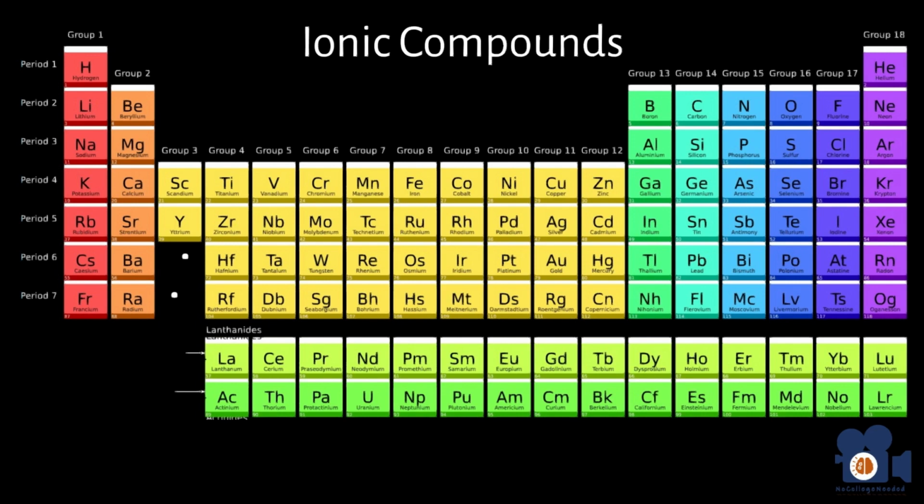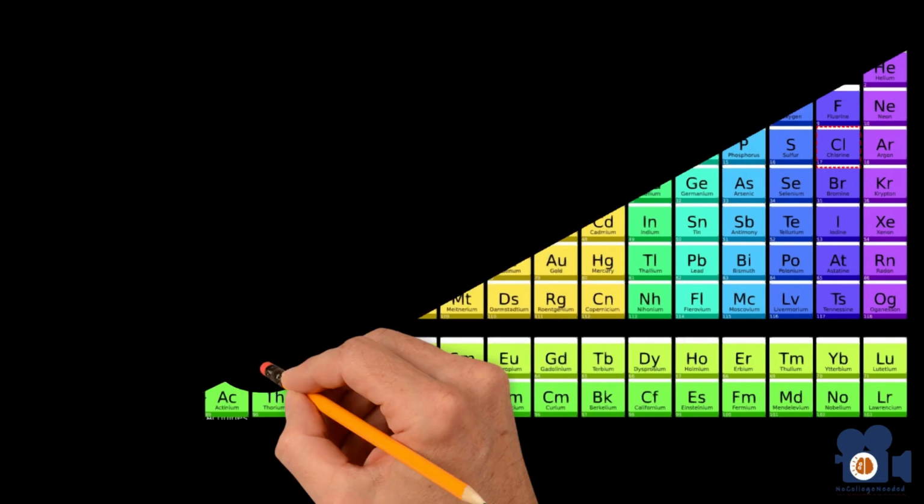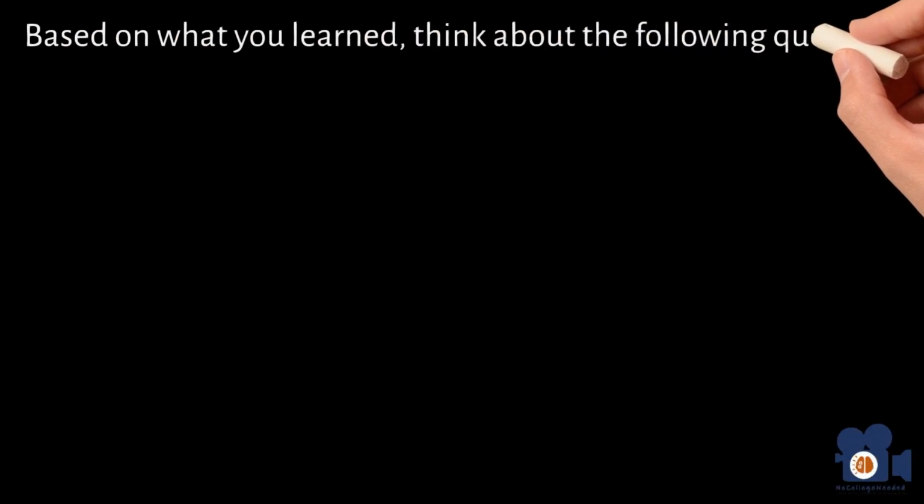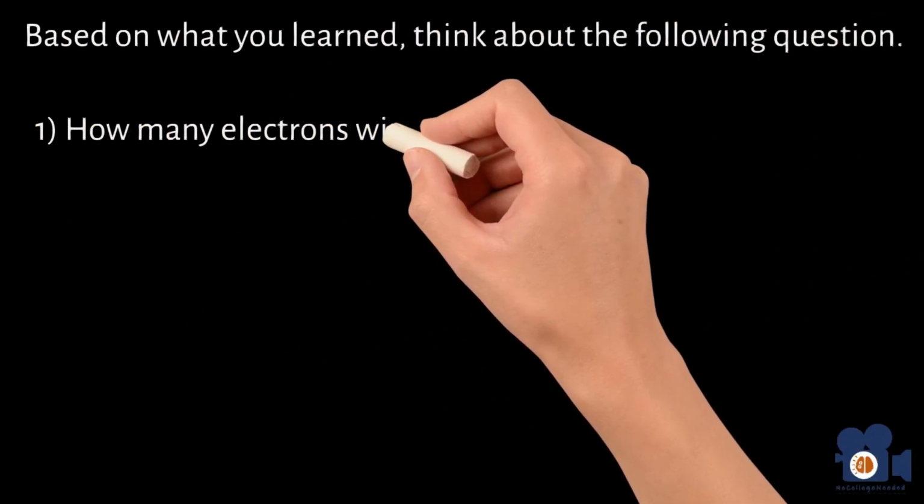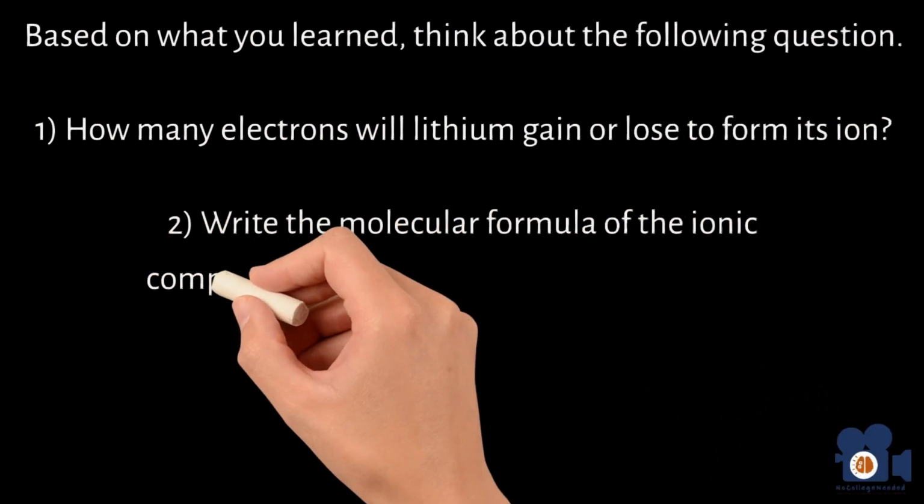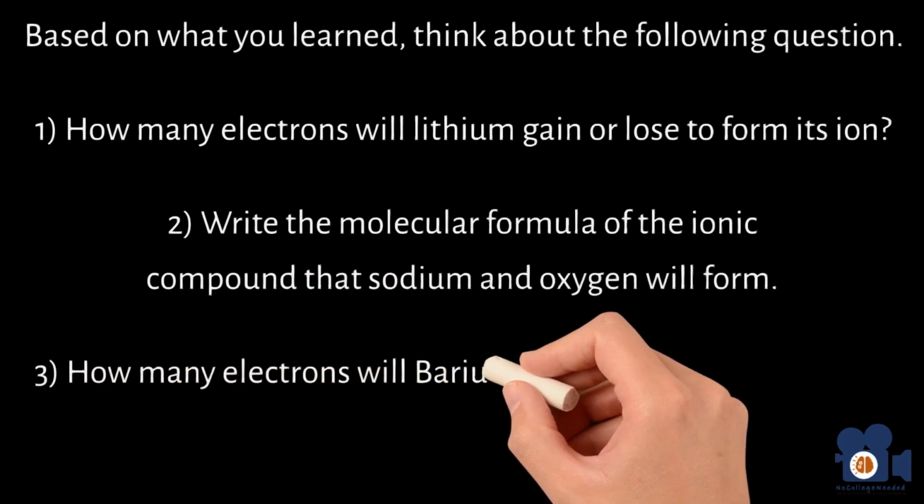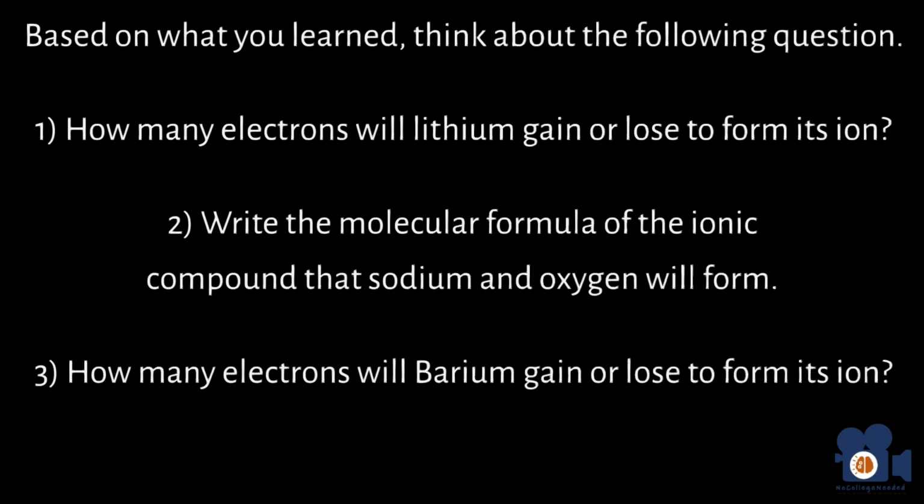Ionic compounds can also form between more than just 2 atoms as long as the net charge equals 0. For example, magnesium Mg will lose 2 electrons having a 2+ charge, which can form ionic bonds with 2 chlorine ions, 1- each, to form MgCl2. Based on what you learned, think about the following questions. How many electrons will lithium gain or lose to form its ion? Write the molecular formula of the ionic compound sodium and oxygen will form. How many electrons will barium gain or lose to form its ion?